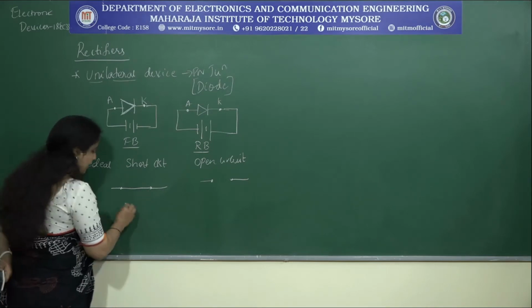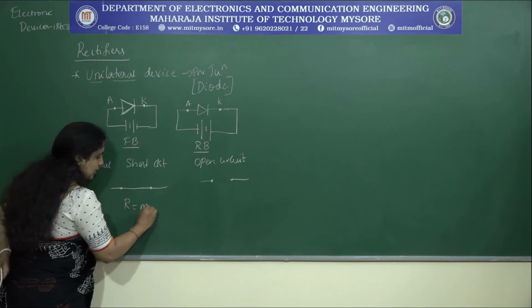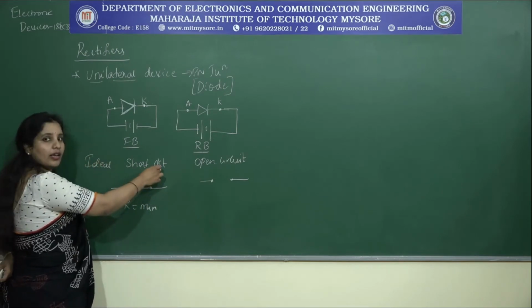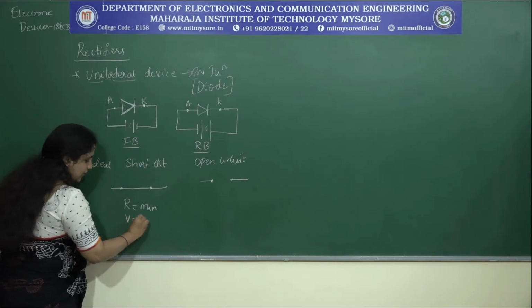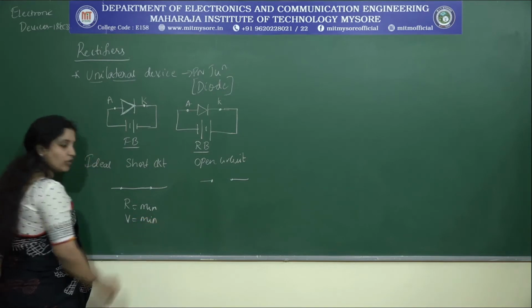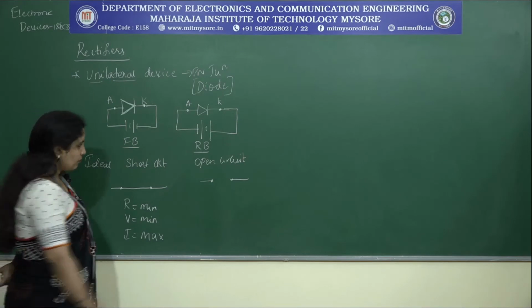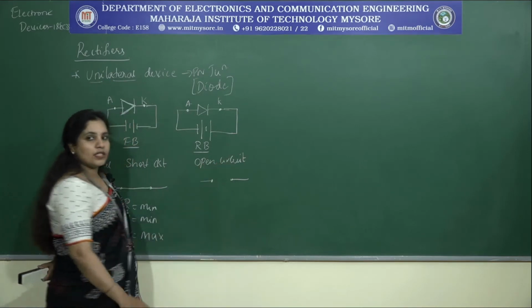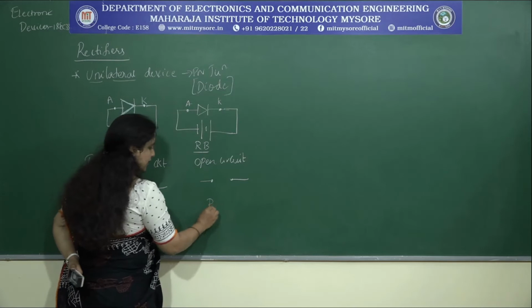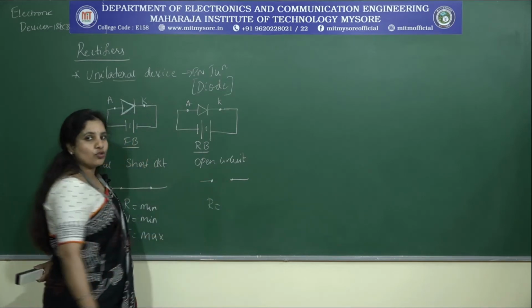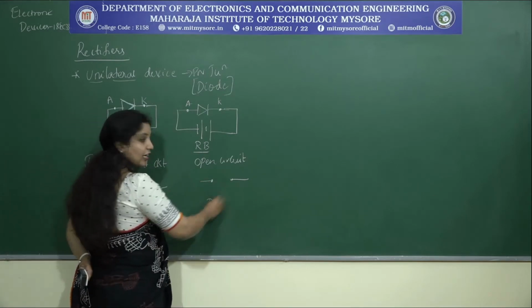It is very minimal. Therefore, what is the resistance in case of a short circuit? It is minimal. If the resistance is minimal, what is the voltage? It is minimal. Current can easily flow, therefore it is maximum. If I consider an open circuit, what happens to the resistance? There is no path between these 2 points. Therefore, the current cannot flow.